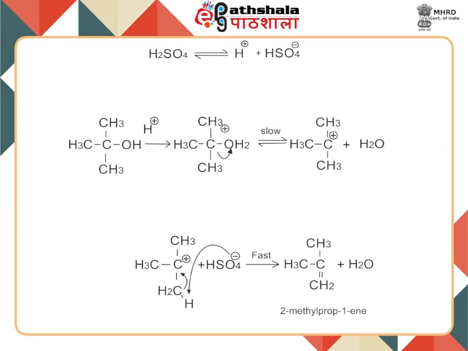So, you can see that this is the first step giving you the formation of this carbocation, and in the next step, once this tertiary butyl carbocation is formed, HSO4 minus acts as the base, and it will take out the beta proton and give you the corresponding alkene, that is 2-methyl prop-1-ene.